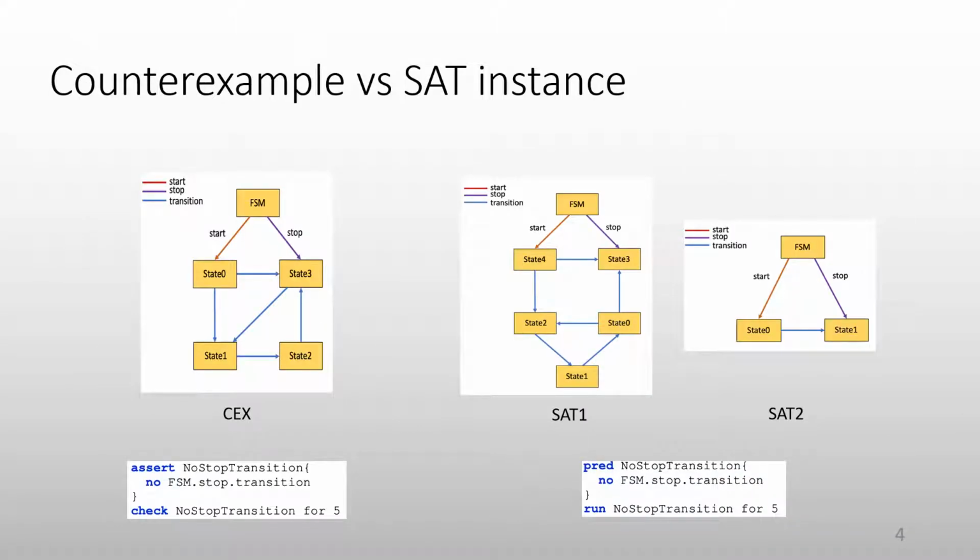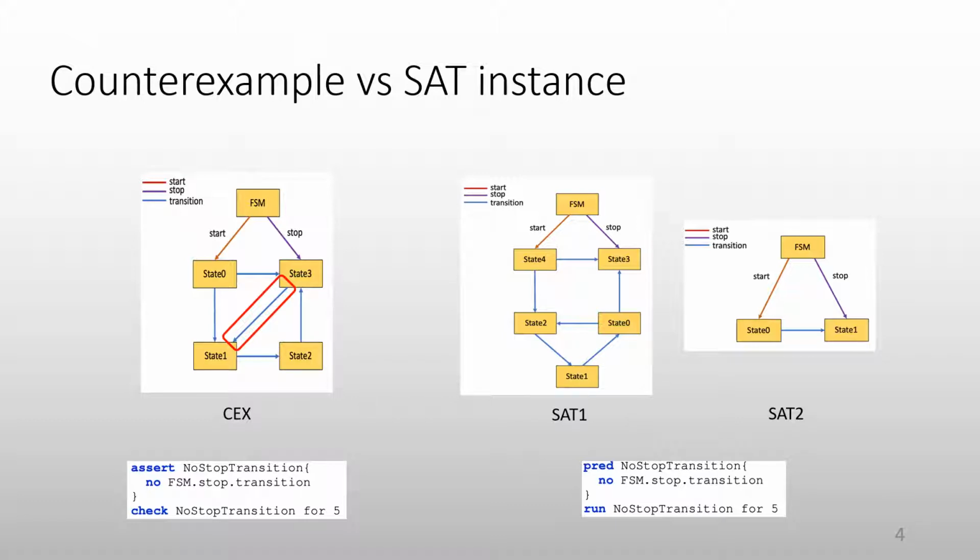Alloy provides this counterexample when we run the check command. In this counterexample, we can see that for the stop state 3, there is an outgoing transition to state 1. This actually violates the assertion saying that there shouldn't be any transition from the stop state. So what FLACK wants to do is to automatically identify this transition.